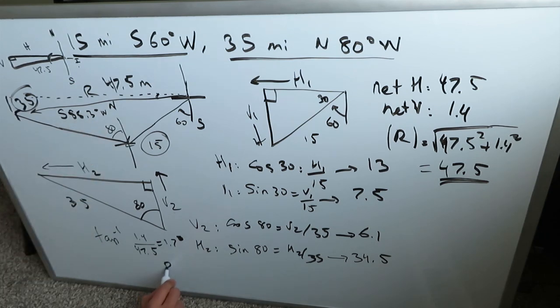Let's write our resultant right here. It's 47.5 miles. The angle is 1.7 degrees from the 180 degree line, or you can say south 88.3 degrees in a westerly direction. That's your final displacement in terms of the direction, in terms of the magnitude.